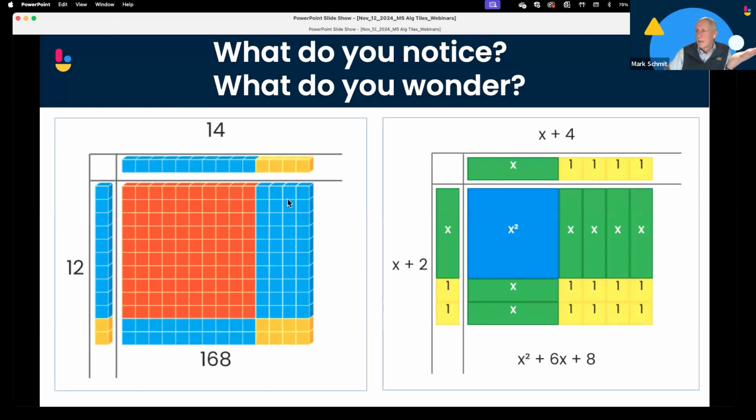You'll notice here, what do you notice in these two images? How are they alike? How are they similar? Or how are they different? Here's my 10. There's my 4. Here's my x plus 4, right? Same partial products, same area model. For me, just connecting to what they've learned earlier is very, very powerful.